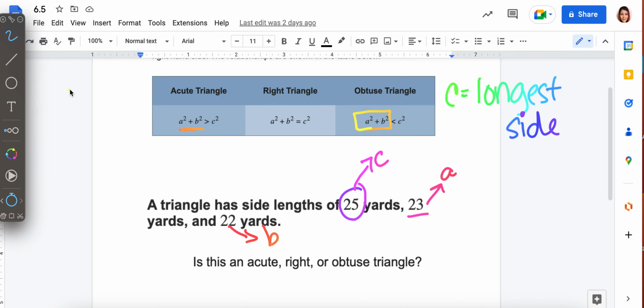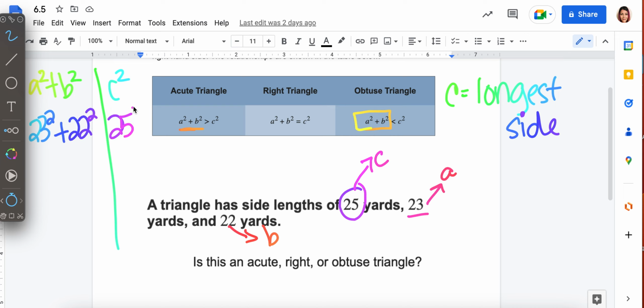So we just have to plug this in. We just have to do the a squared plus b squared and then the c squared on the other side. I usually just do it like this, and I don't put a sign in there yet because we don't know which one it is, and then I can check to see which sign. So a squared plus b squared, my a is 23, so 23 squared, plus my b squared is 22 squared. And then my c squared is 25 squared. c is always going to be the longest side. Let's go ahead and do that.